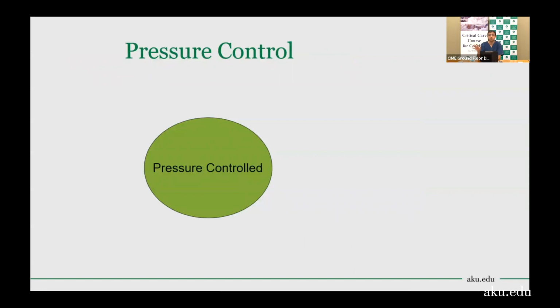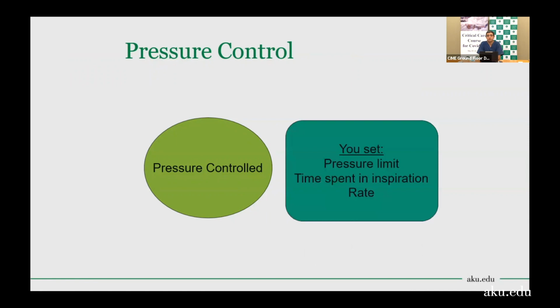That's it about volume control. Now we're going to come to pressure control. So in pressure control, we set the pressure limit, the time spent in inspiration, and the respiratory rate. When I say the pressure limit, you have to realize that the pressure that we measure is at the end of the ET tube, the endotracheal tube.